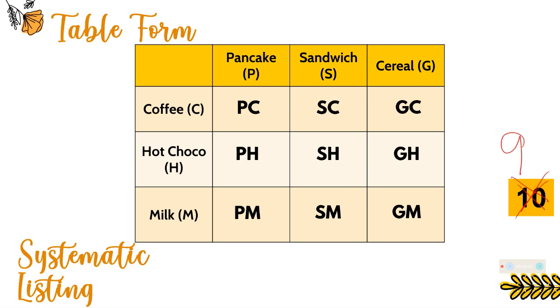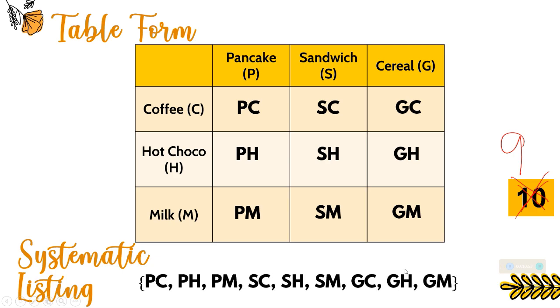Sorry, I did not edit that earlier. And then for systematic listing, we have PC, PH, PM, SC rather, then SH, SM, GC, GH, and GM. So, again, you have 9 combinations.